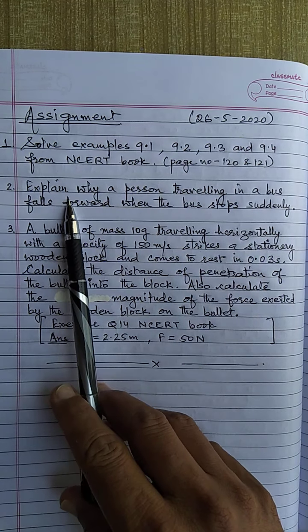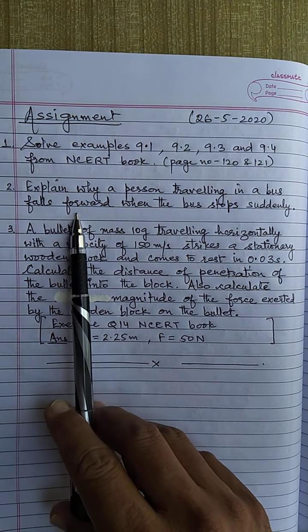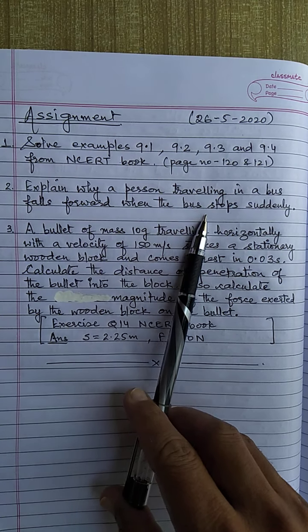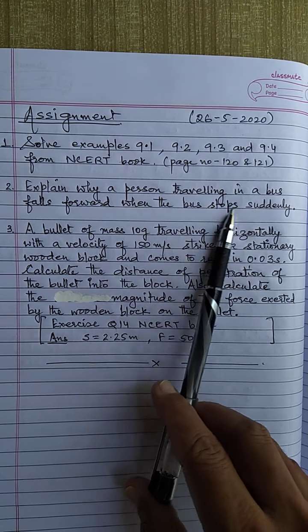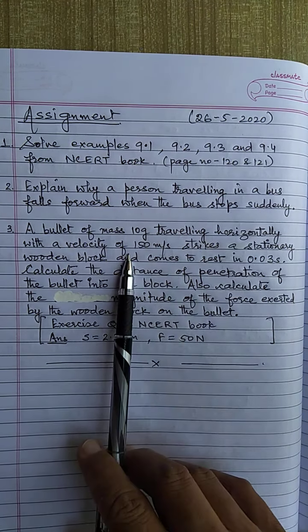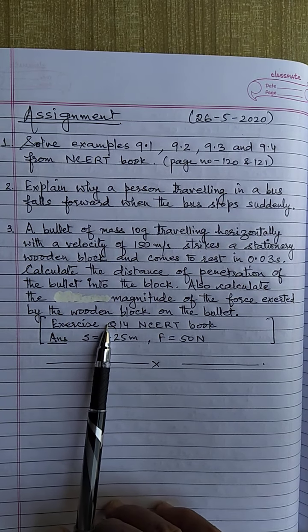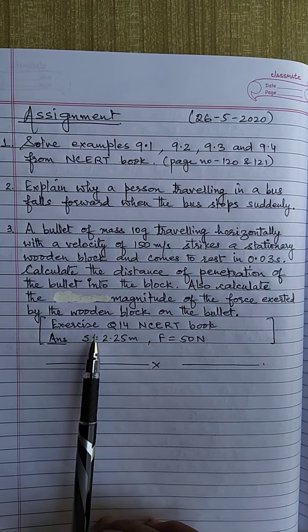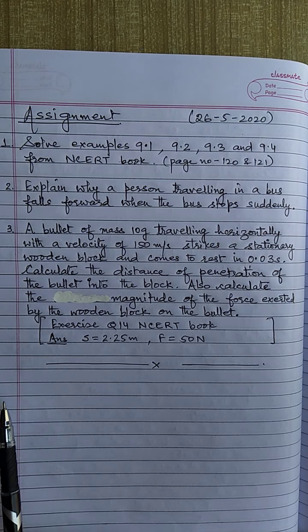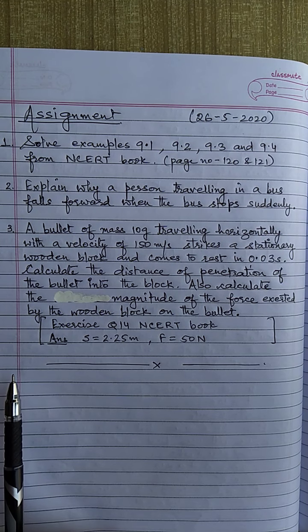The next question is: explain why a person traveling in a bus falls forward when the bus stops suddenly. I have already explained this to you, so you can easily write it. And this is another question, also from the NCERT book, question number 14. You can do all these in your notebook, and you must also write down your notes in your notes copy.